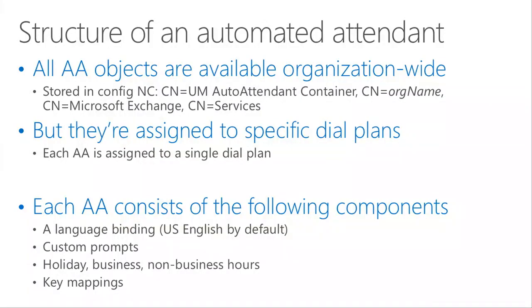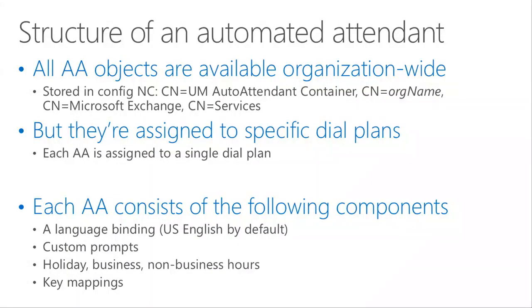On the other hand, if you want to have one set of automated attendant behavior for users who call one of your servers in North America and a different set for users who call a server in the Pacific Rim, let's say, one way that you could do that is to put those servers in different dial plans and assign different automated attendants to them.